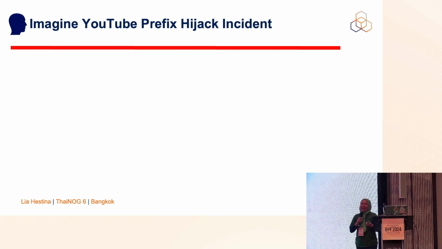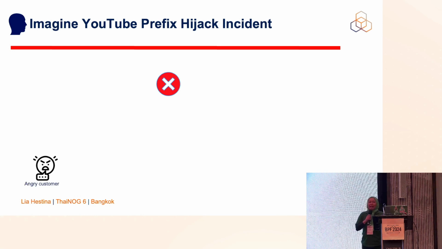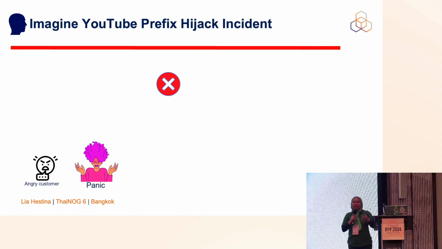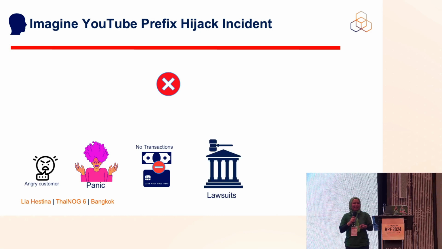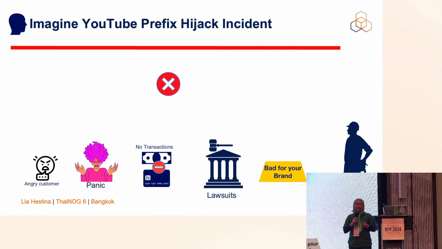Now with our RPKI and ROA, it helps a lot already in securing your routing. But what if this thing happens to you? What would you do? What kind of impact will it have on your business as a network operator? Of course, you will have angry customers, right? If this thing happened to you, because none of your customers can connect to you or reach you. There will be panic. You know, a few months ago, .bd was not reachable, something like that. No transactions, a lawsuit is possible. So all these possible impacts are very important. And they're all bad for your brand. I think we can agree with that. So what do you do?